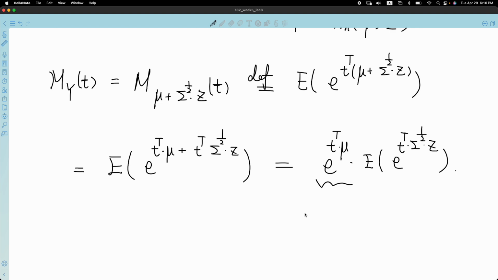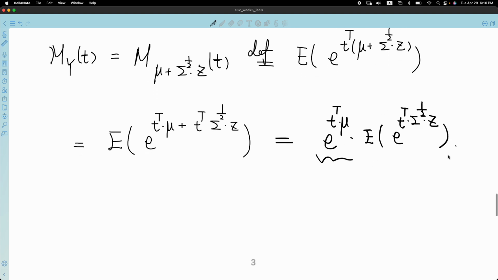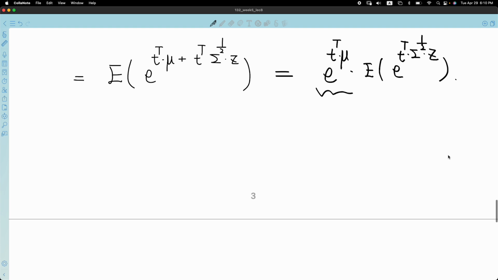Any question up to this point? So what I'm doing here is that whatever I identify as a constant, I move it outside. Next, let's work on whatever is inside the expectation, because it involves the random variable.